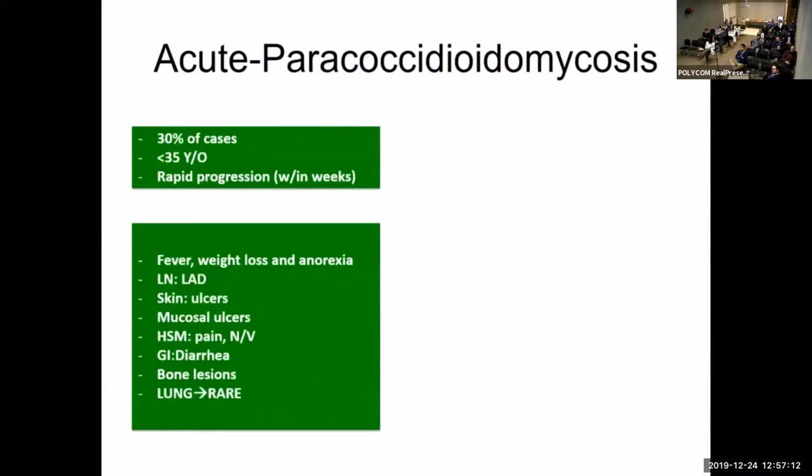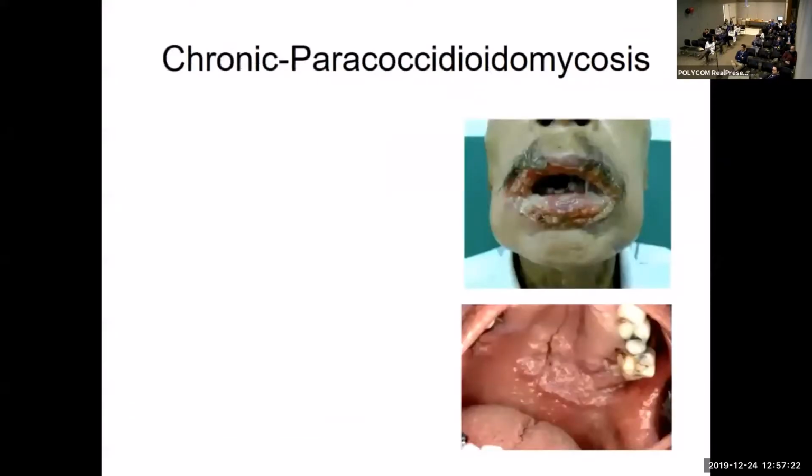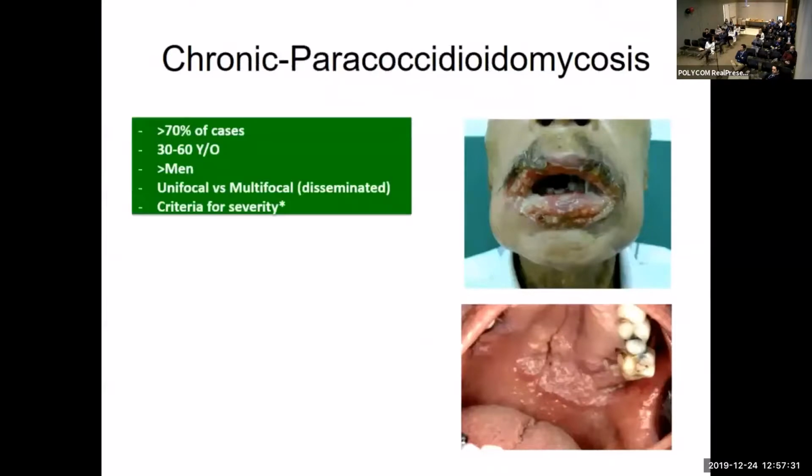Usually these patients present with painful mucosal ulcers, fever, weight loss, and usually they don't have lung disease. So the patient that we saw is like your classic paracoccidioidomycosis. There is the chronic or the adult form. More than 70% of the cases are usually seen in men because of the farming activities. It can be unifocal or multifocal, that means it has multiple manifestations.